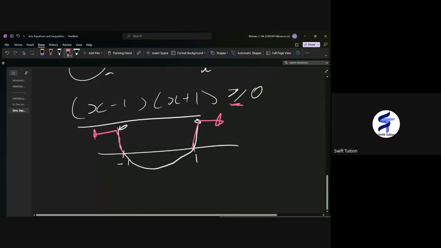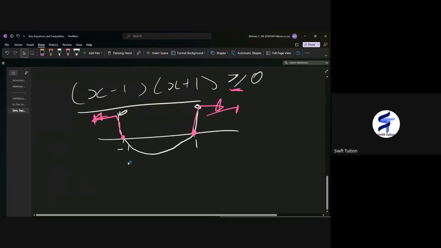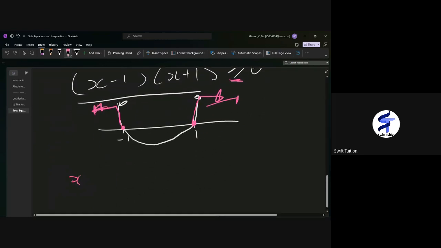So we know that the root is obviously going to be equal to 0, and then we're going to be greater than 0 on either side of the roots. So that's essentially what I'm going to do. I know that then I'm going to be greater than 0 when x is less than or equal to -1, or when x is greater than or equal to 1.